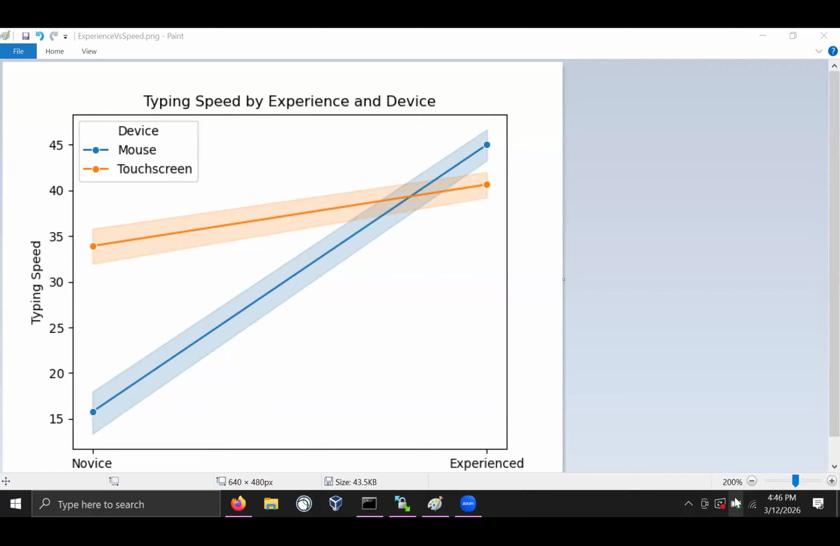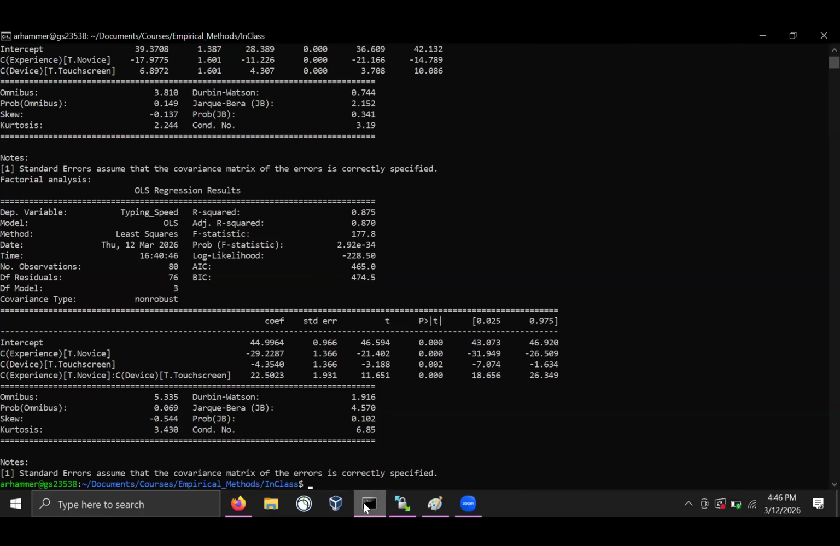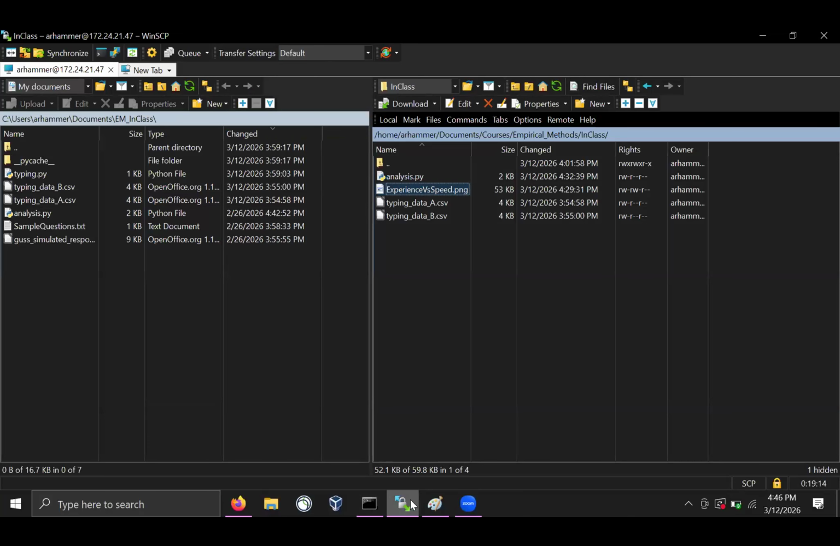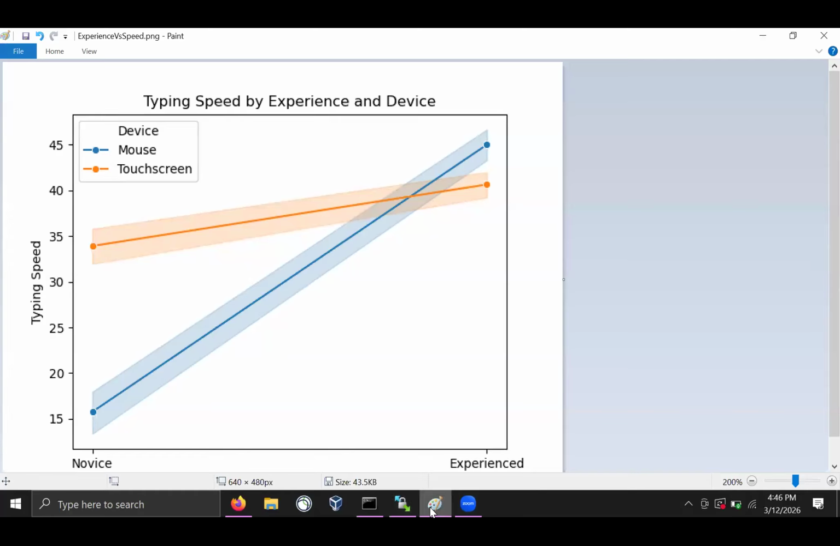So can we see a regression also for this? But first off, before regression, what's the story? Let's look at the data a bit. Yes, what's the story here? How would we interpret this? So let me ask differently. Is there an effect of device on typing speed? Yes.